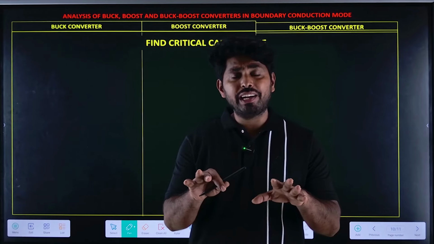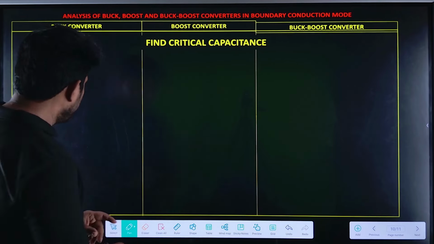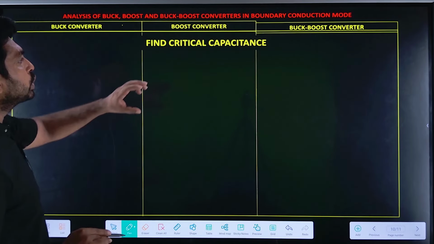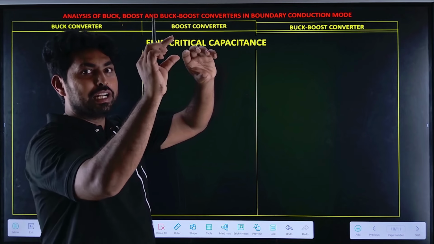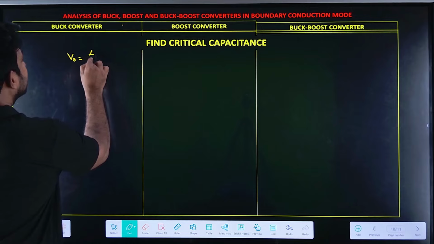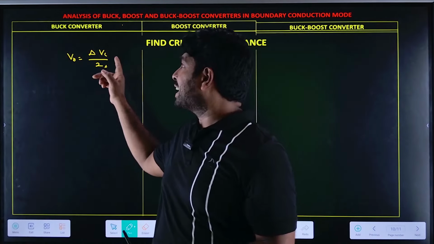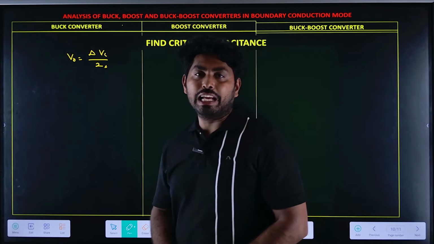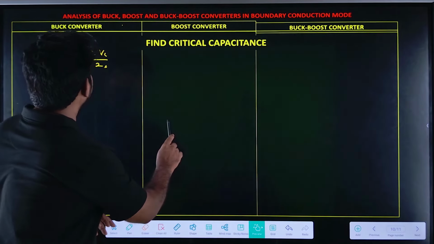So now let us find the critical capacitance value. How can we find it? In the case of critical capacitance, if you assume that there is a voltage ripple, delta Vc, which is equal to delta V0, then V0 equals delta Vc by 2. By this condition, which is the critical condition, we are assuming that this is the critical condition. From this condition you can derive the critical capacitance value. So let us take the buck converter. Now let us start with the buck converter.